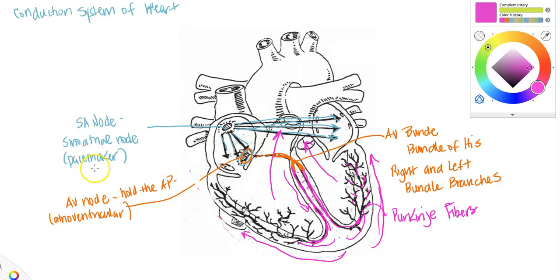It starts with the SA node. The SA node is the pacemaker, and the pacemaker is about 90 beats per minute. Okay, so there's some autonomic nervous system going on in there in order to bring that resting heart rate down. If we didn't have the other parts of the nervous system, then our resting heart rate would be at about 90 beats per minute, and a resting heart rate is normally about 70 beats per minute. So we'll talk about heart rate in the next video, about how that happens.